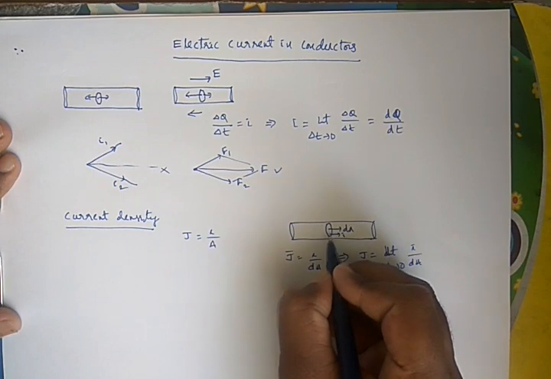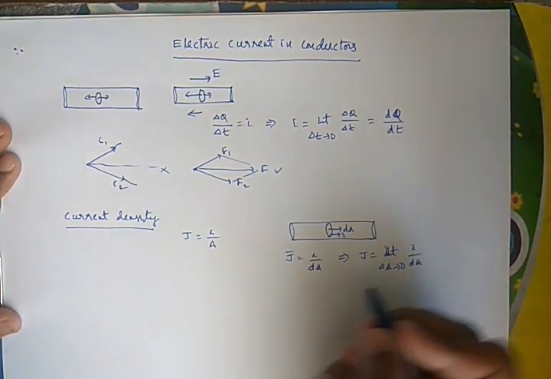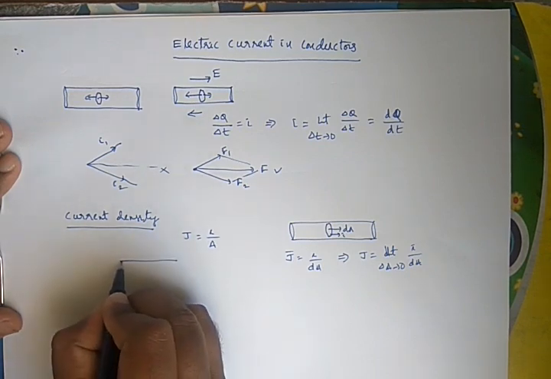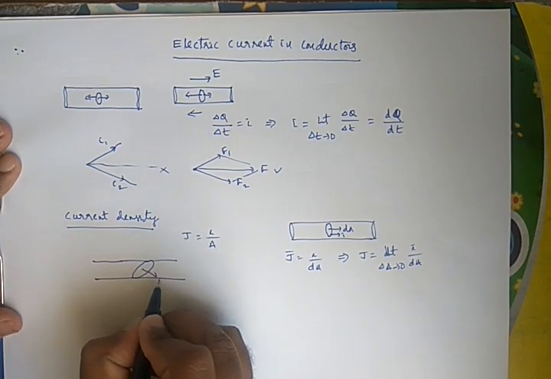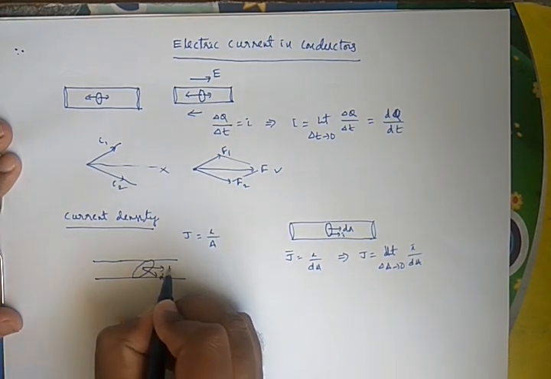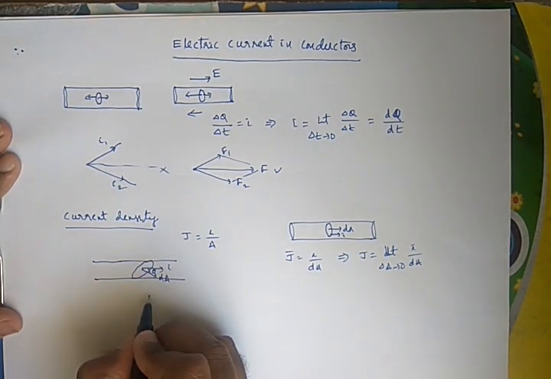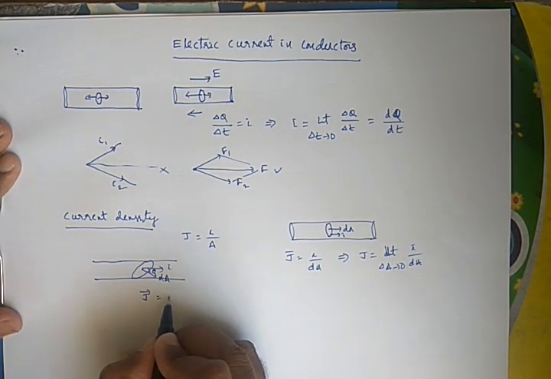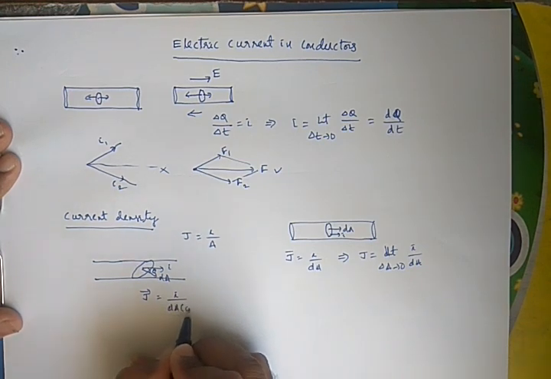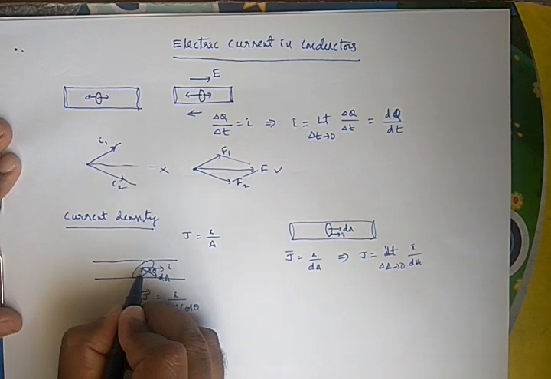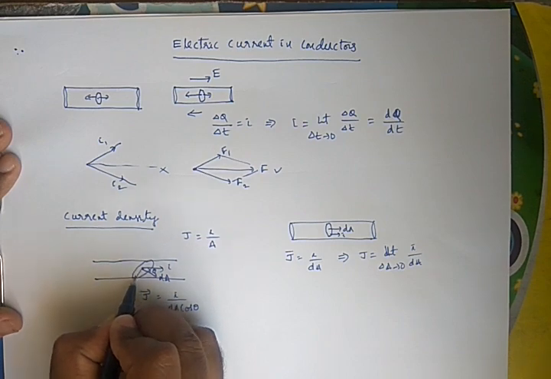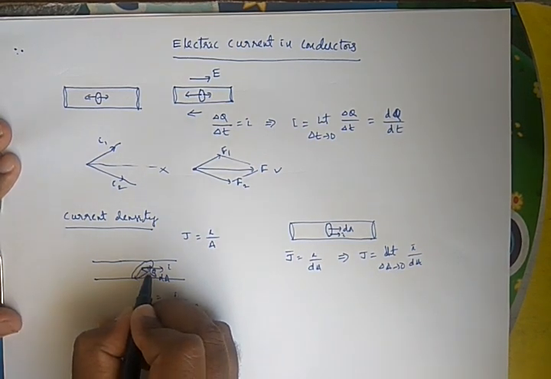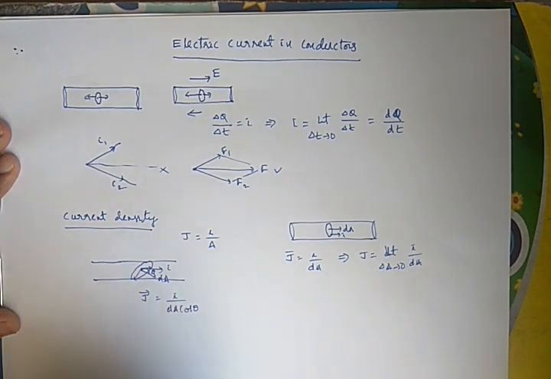For example, if the area is making some angle with the current direction, let us look at this one. This is the conductor, and this is the direction of the area, and current is flowing in this direction, with angle theta. In this case the current density is written as I by dA cosine theta, because you can break this dA into two parts. One will be along this direction and one will be along that direction. The area along the current direction will be dA cosine theta. That's what you have to take. So this is what current density is.